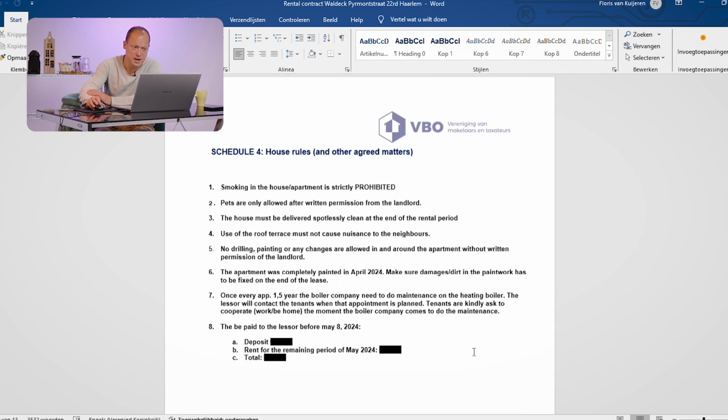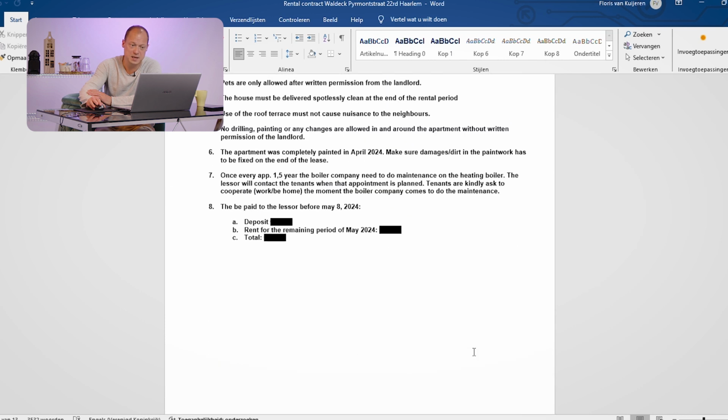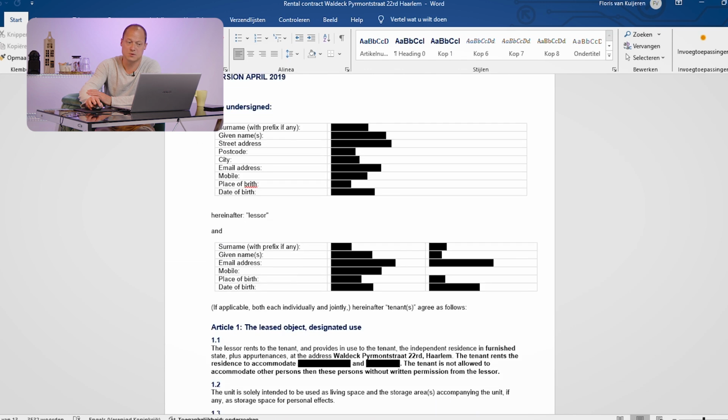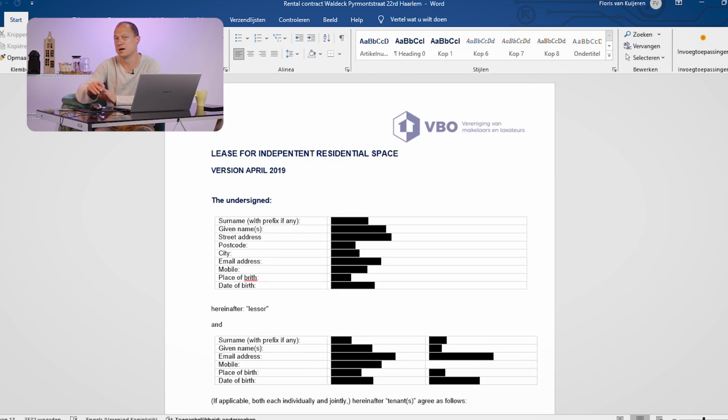All right, so basically, this is mainly it. So this is a standard rental contract we call ROZ model. There's a website called roz.nl where you can also get at least the Dutch version of this rental contract. And yeah, take a good look. Be very careful. And always have it professionally checked if you're not experienced enough.